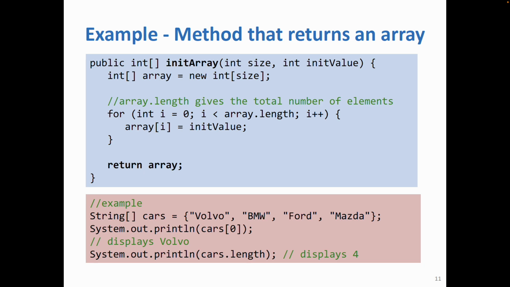And here are some use case scenarios. We create a string array in which we keep car brands: Volvo, BMW, Ford, and Mazda. To access the first item, we need square brackets and then 0, which will give us Volvo. Or we say cars.length, and it will display 4. Why? Because we have 1, 2, 3, 4 items. So basically, it shows the size of an array.